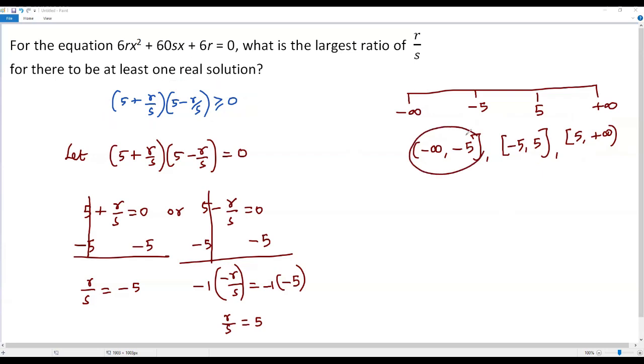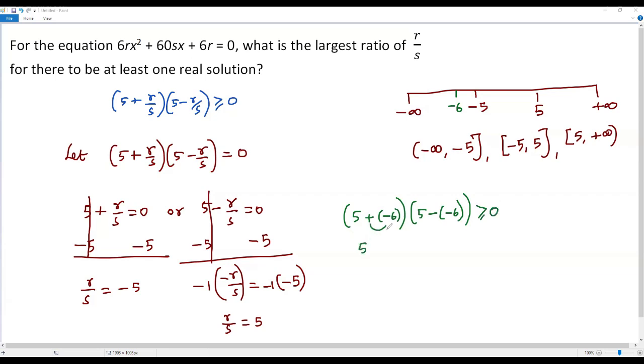Okay, now let me take the first interval. The first interval, let's take a random value. I think we can take negative 6 over here. Now let's plug in negative 6 for r over s in this inequality, because here we got this interval of values for r over s. When I take a negative 6, a random value in the first interval, and when I plug in negative 6 for r over s in this inequality, what will happen? Let me see, phi positive, and we have to plug in negative 6 for this r over s, that is negative 6 times phi negative of negative 6 greater than or equal to 0.